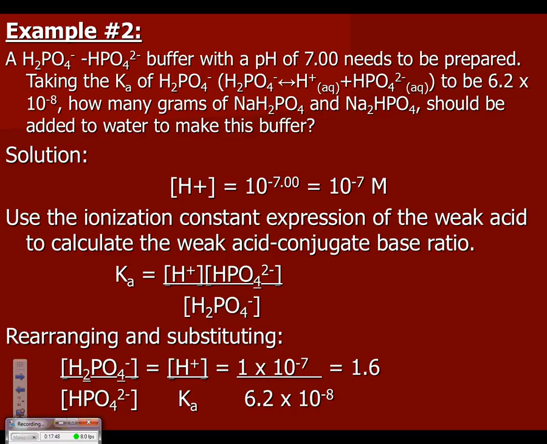Now remember, it doesn't matter the volume. I just need a ratio of what to what I'm going to put in. So once I do that, I plug in the hydrogen concentration, I plug in Ka, and I get a 1.6 ratio. That means for every 1 mole that I put in of the HPO4 2 minus, I'm going to put in 1.6 times that amount of the H2PO4 minus.